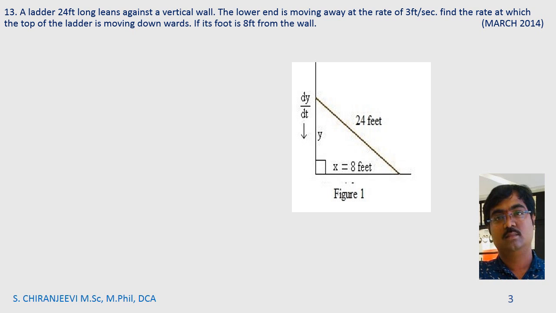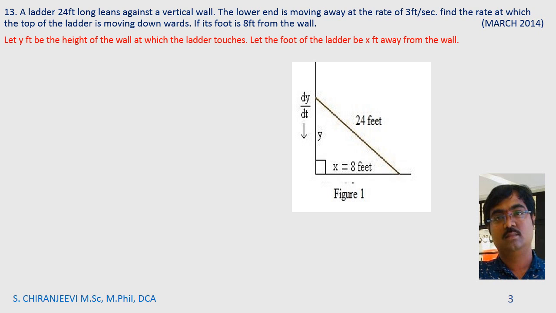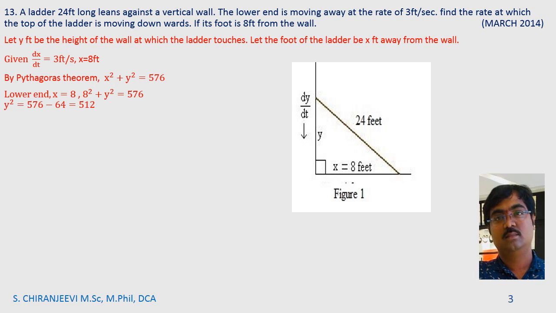Ladder is 24 and x is 8. Let y feet be the height of the wall at which the ladder touches. Let the foot of the ladder be x feet away from the wall. Given dx by dt equal to 3 feet per second, x equal to 8 feet. By Pythagoras theorem, x square plus y square equal to 576. Lower end x equal to 8, so 8 square plus y square equal to 576. y square equal to 576 minus 64, which is 512. So y can be taken as 16 root 2.